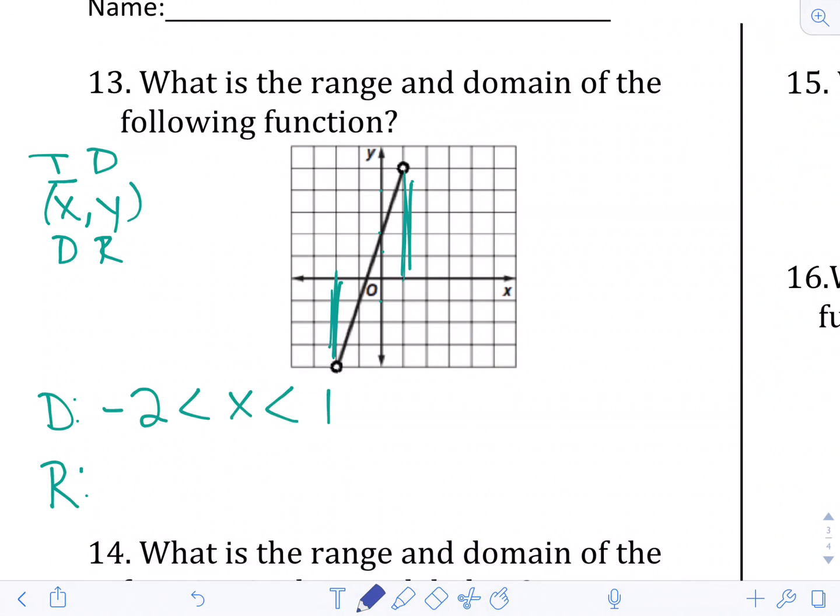My range, okay, you go from bottom to top. So bottom down here, all the way to the very top. Down here at the bottom at negative 4, less than y, less than how far up did I go? 1, 2, 3, 4, 5. And so there's my range.